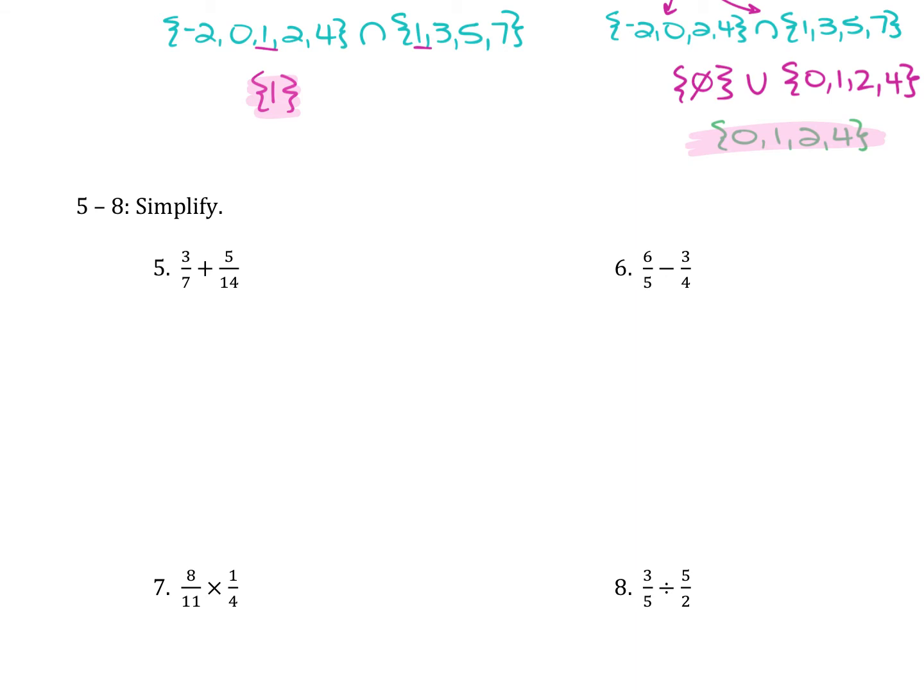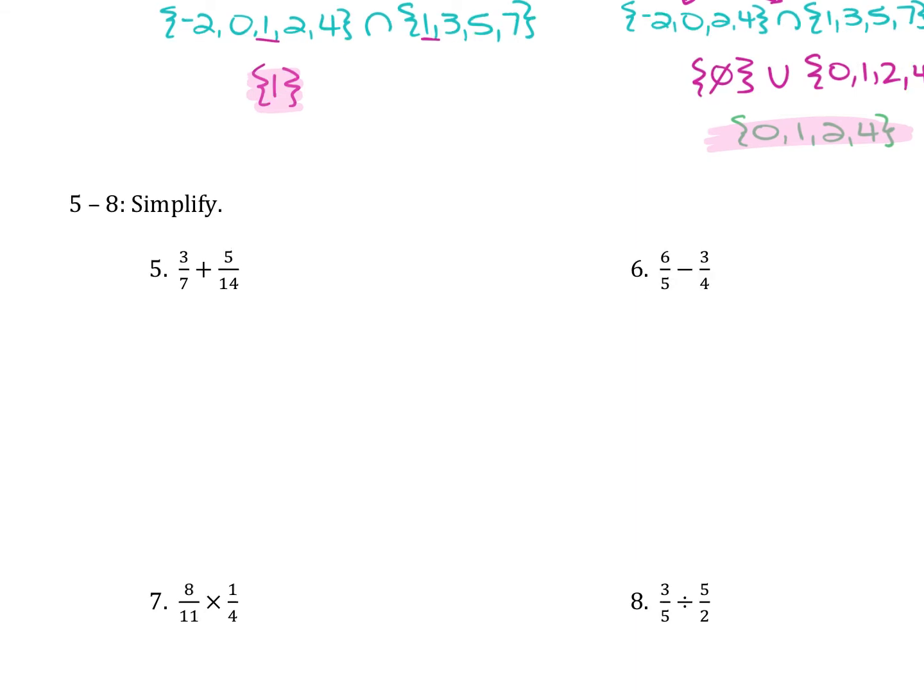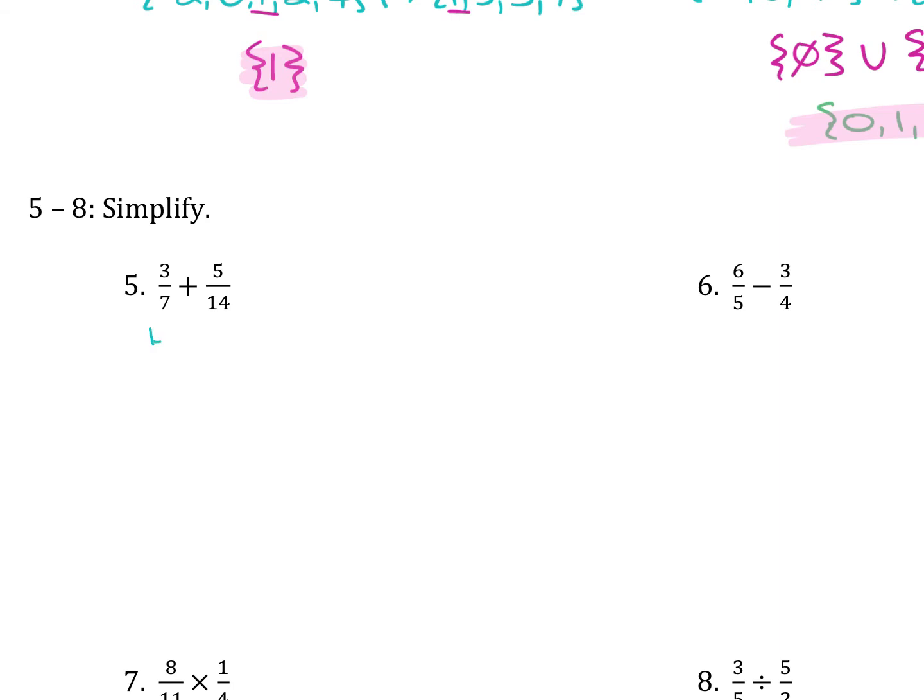Your 3 over 7 and your 5 over 14 share a least common denominator of 14. So that 3 over 7, you have to multiply top and bottom by 2 in order to turn the 7 into a 14. This is going to be rewritten as 6 over 14 plus 5 over 14. From here, add your numerators, keep the denominator. So the 14 stays, 6 plus 5 is 11, so that just gives us 11 over 14.